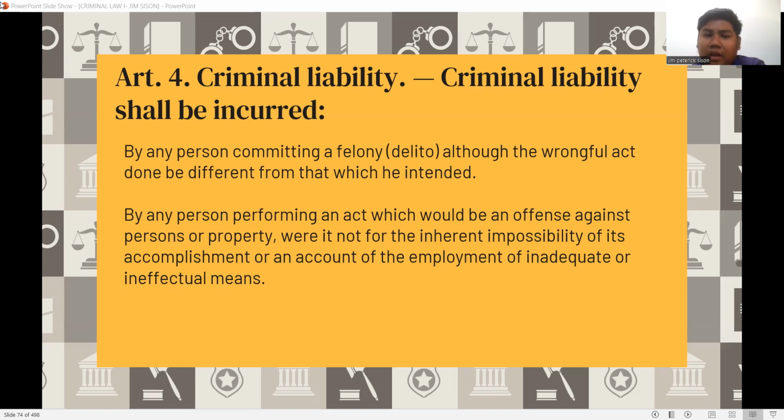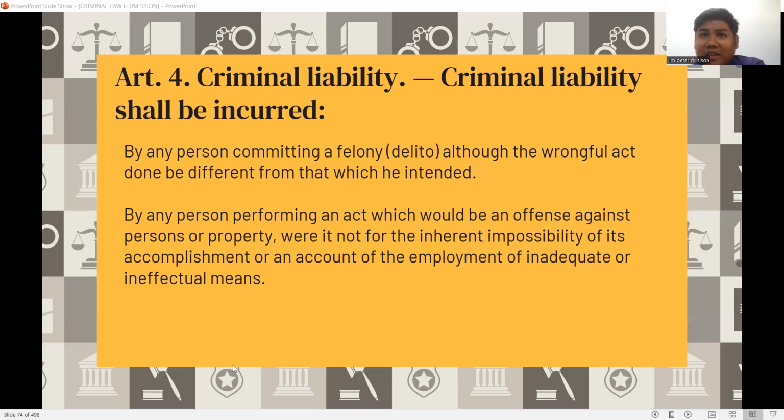Second paragraph, by any person performing an act which would be an offense against persons. What are offenses against persons? Murder, homicide, or offense against property, like theft or robbery, were it not for the inherent impossibility of its accomplishment or on account of employment of inadequate or ineffectual means. So the second paragraph pertains to impossible crime.